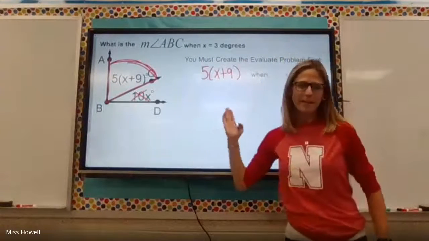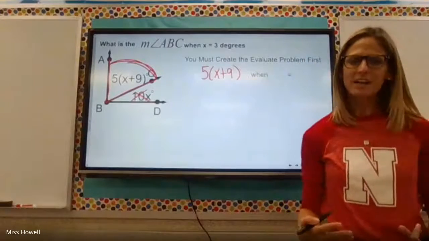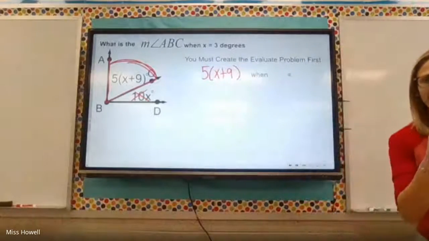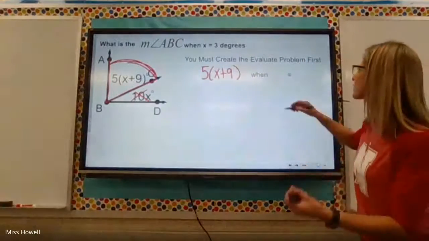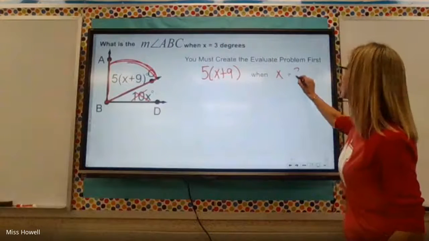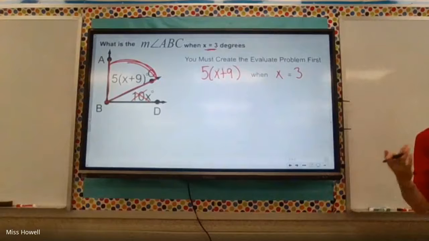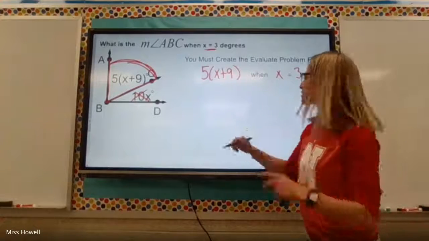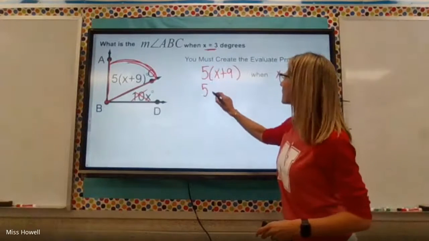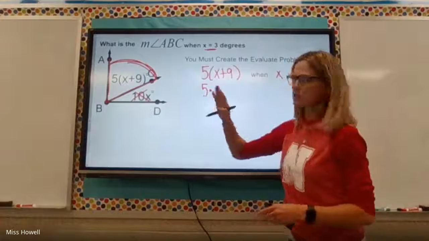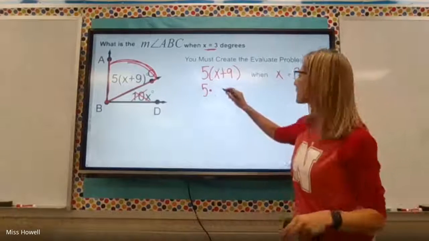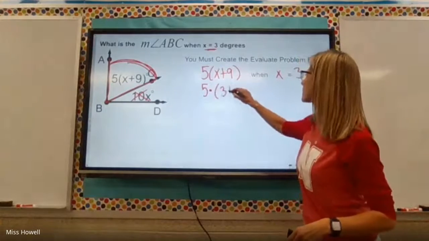If all I write is that, I'm stuck. I can't evaluate until I know the "when x equals" part. So in this case, when x equals 3, which is given to me up here. So make sure I finish that whole problem. All right, x is out, 3 is in its place. 5, and there's a hidden operation of multiplication here, a number right next to parentheses. I'm going to add that in. And then 3 plus 9.